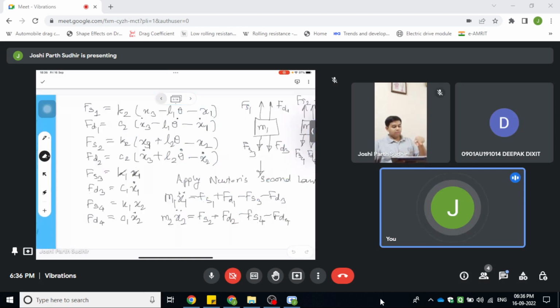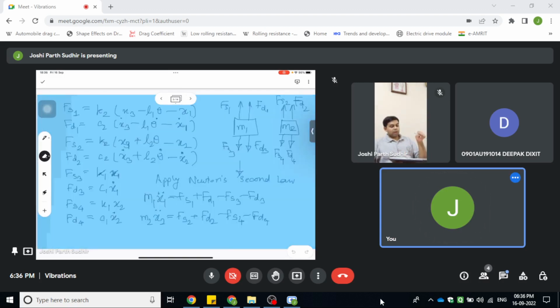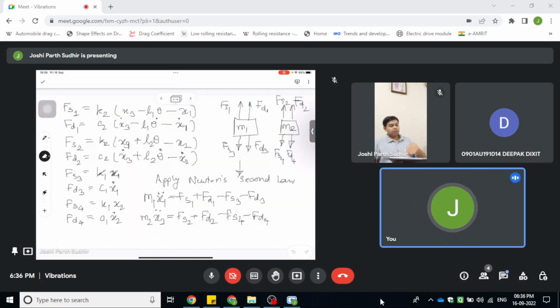In this section I have derived the free body diagram for all the components, and in this slide I have shown the forces that are acting on all the masses.